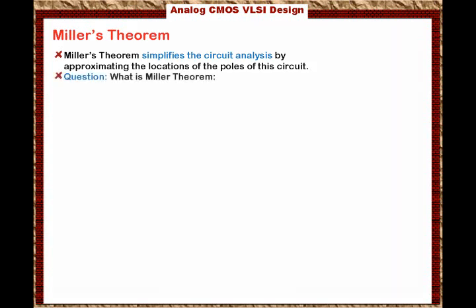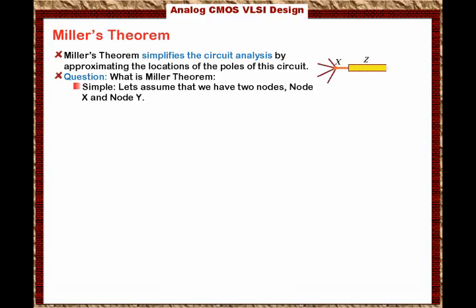So the question now, what is Miller's theorem? The answer is very simple. Let's assume we have two nodes, node X and node Y, where there is an impedance between these two nodes. The way I think of it is node X is the input of the amplifier and node Y is the output of the amplifier, and then we have this capacitance connected from the output to the input. Or we're going to call it, in a general case, that we have an impedance Z between X and Y, between the input and the output of the amplifier. So Miller's theorem in general says that's what we have.